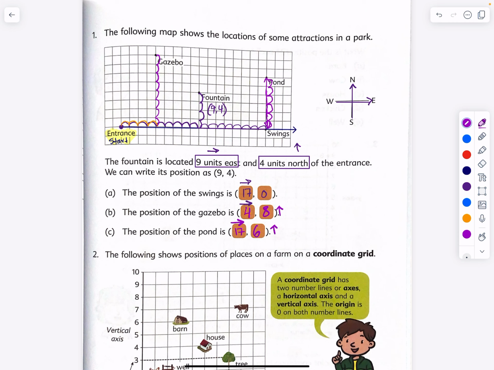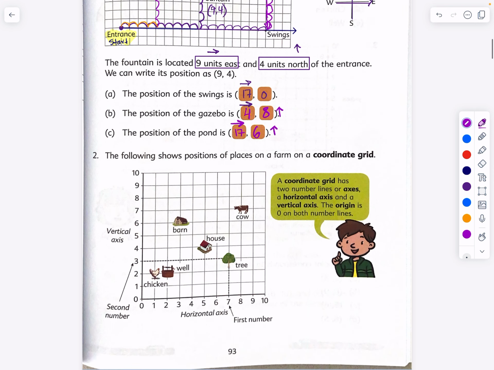So we can write the location of the pond is 17 to the side and 6 up. The location of the gazebo is 4 to the side and 8 up. Okay, this is how we write down the location.